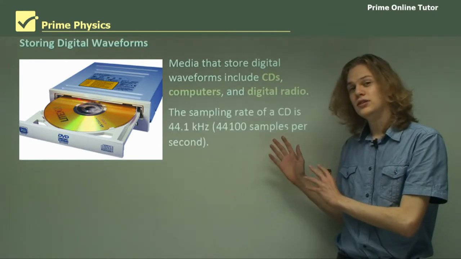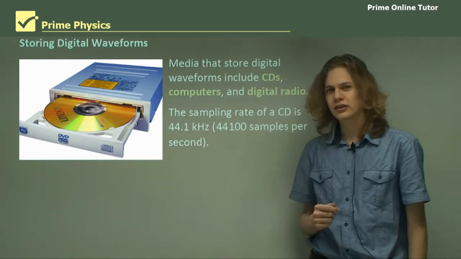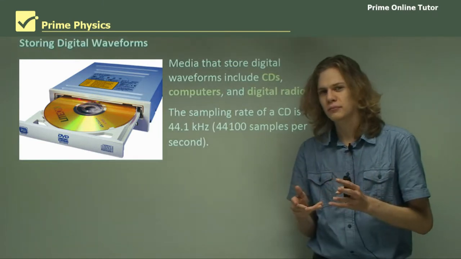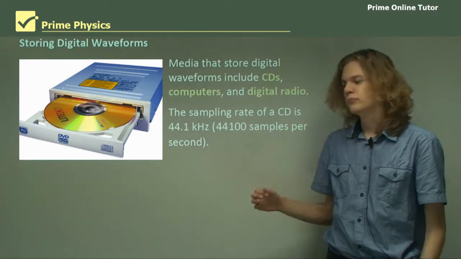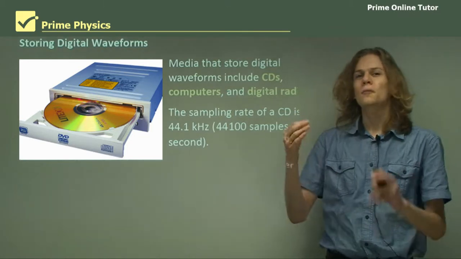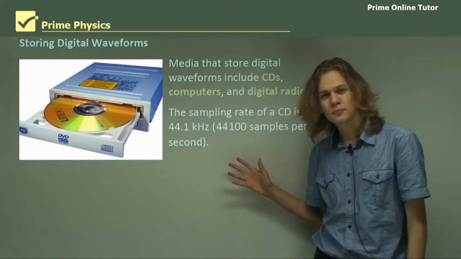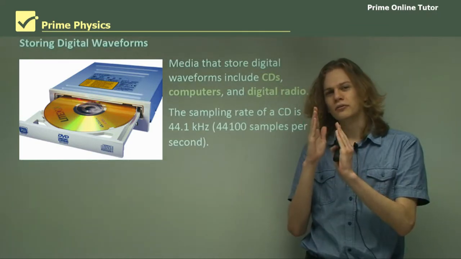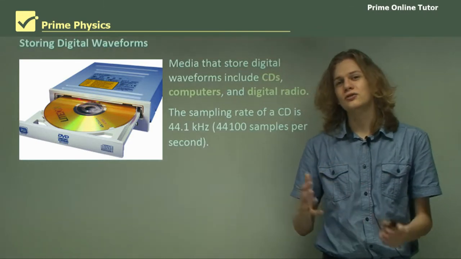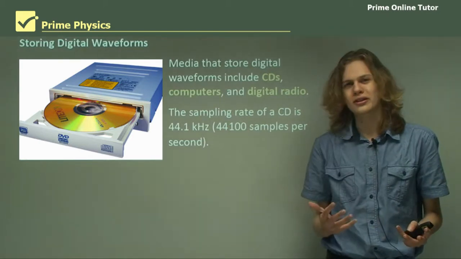The sampling rate of music recorded on a CD is 44.1 kilohertz. Remember that a hertz is a per second. So 44.1 thousand hertz is 44.1 thousand samples per second, right? So you can see it's going to be a lot of samples. And in fact, because these samples are so thin and so close together, it's almost impossible to tell that you're listening to a digitized version of an analog recording. It sounds analog to our ears.